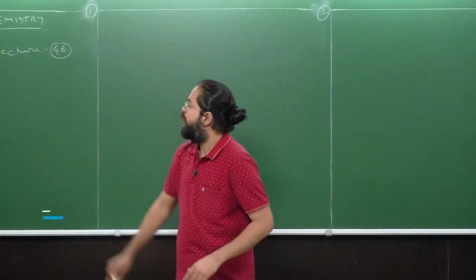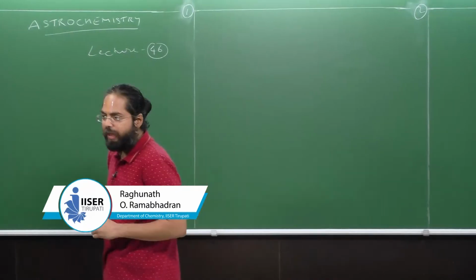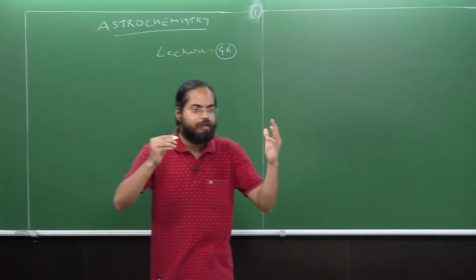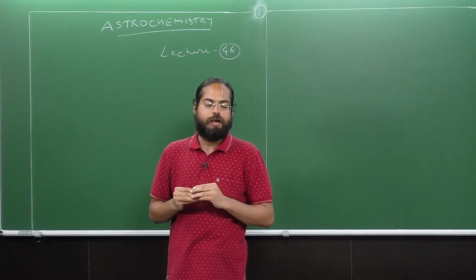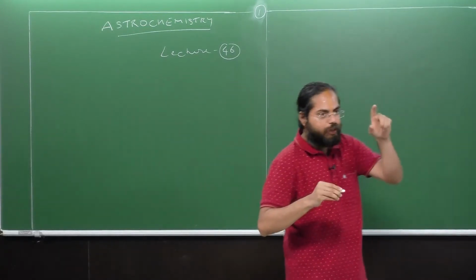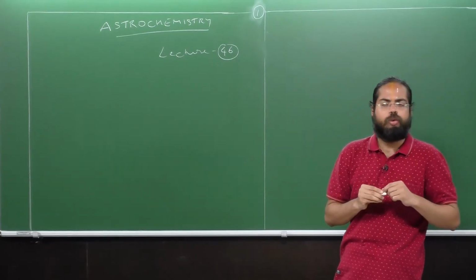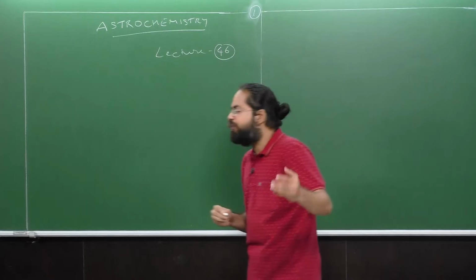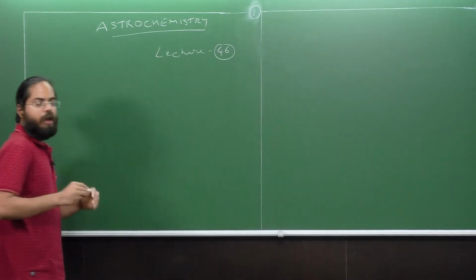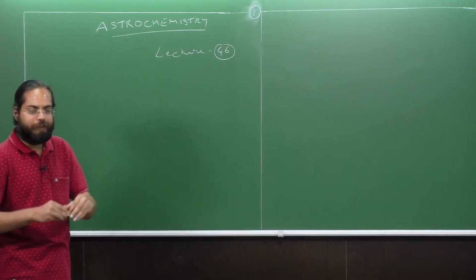Hello all, welcome to Astrochemistry. This is lecture number 46. So in the last class, we were looking at connecting the Einstein coefficients with the transition moment integral, and also with the intensities of the spectral lines obtained. In this class, we shall continue with more about the intensities of spectral lines obtained.